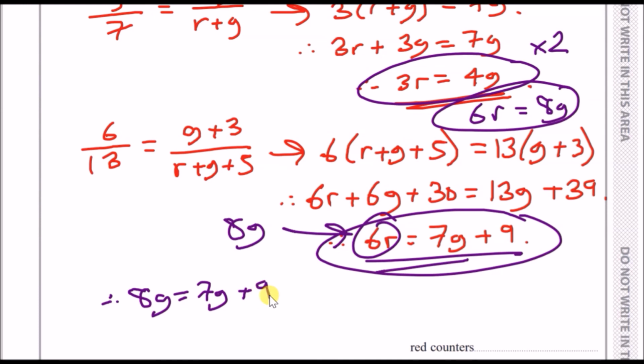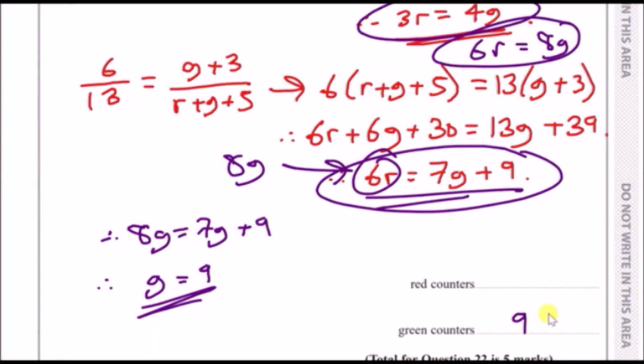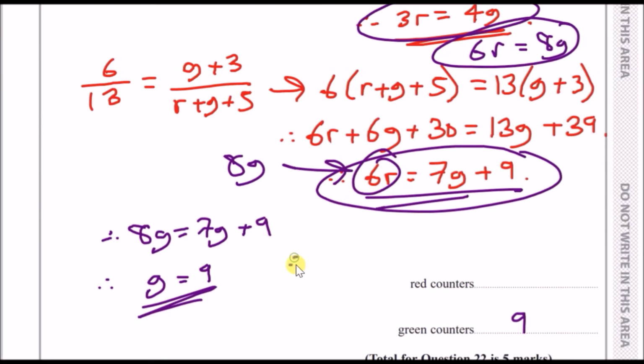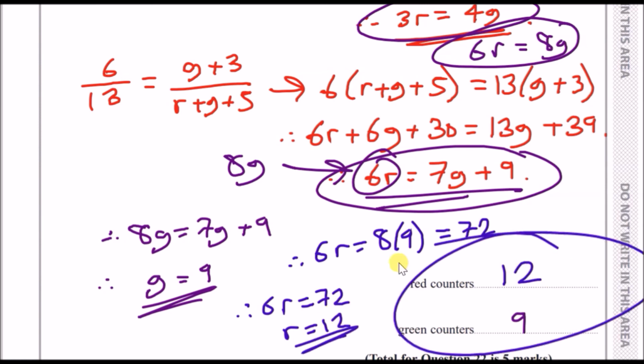So replacing 6R with 8G, you basically have 8G equals 7G plus 9. Now subtract 7G across, guys, you get G equals 9. And that's it, you found your green. And for the last bit, just substitute this value of 9 into any equation. I'm picking the 6R equals 8G one, that easy one we had earlier. So plug in 9, you get 6R equals 8 times 9, which is 72, divided by 6, guys, and you get 12 red counters. And yeah, that's it.